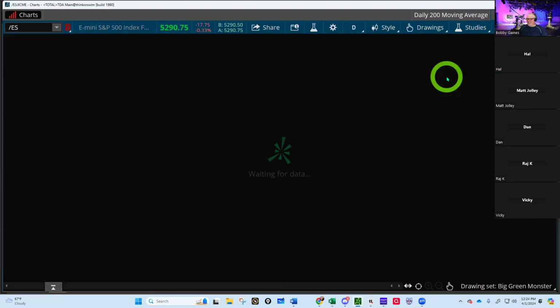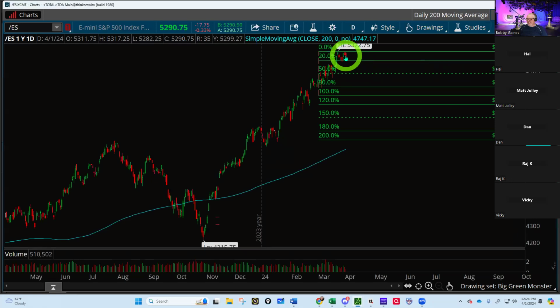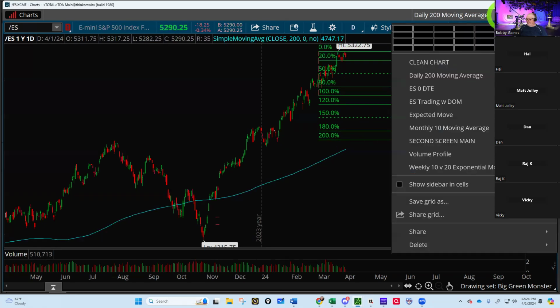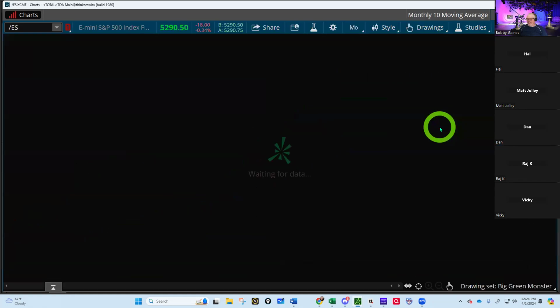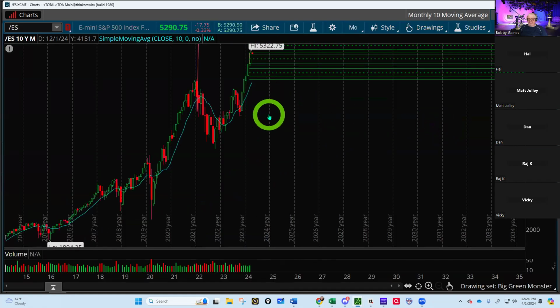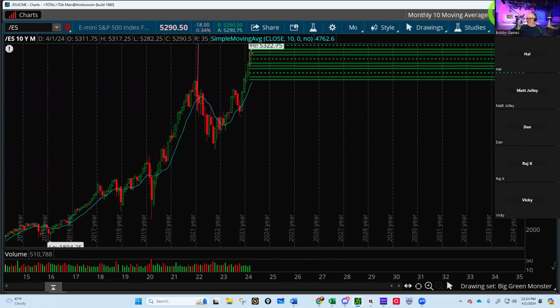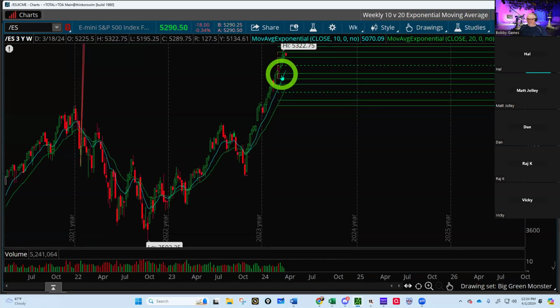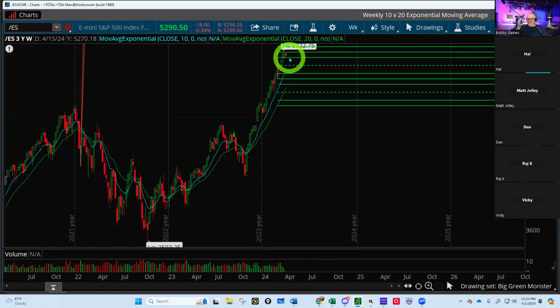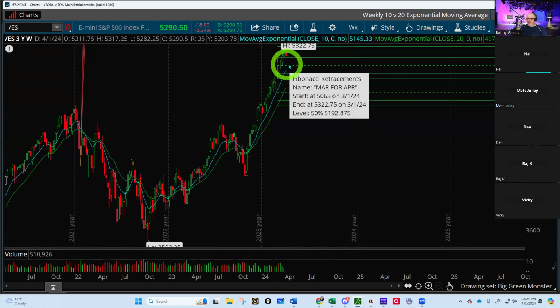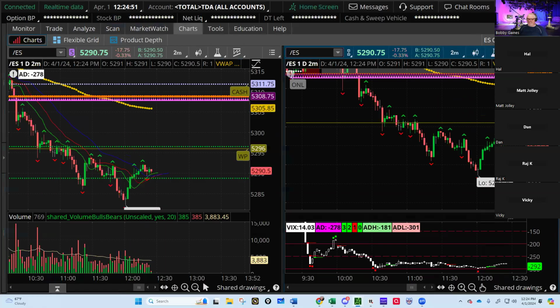Let's look at our 200 daily moving average. We're well above it, which means that on the daily chart, we can use 50% of our buying power. Also, the 10 exponential moving average is above the 20. Wait a minute, that's the 10-month moving average. We're above that. Where's the exponential? Here we go. 10, 20 exponential moving average on the weekly chart. The 10 is above the 20. That means we can use 50% of our buying power. So all looks good, really looks good.